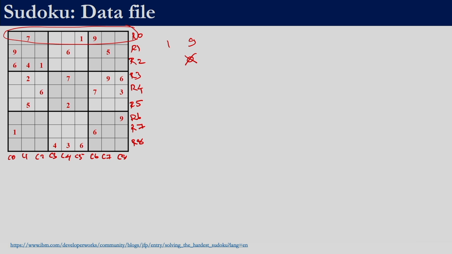Similarly for row 3 we have already used 1, 4, 6, right. So, the remaining 6 elements cannot have 1, 4, 6. So, the rows and the columns should contain unique values.